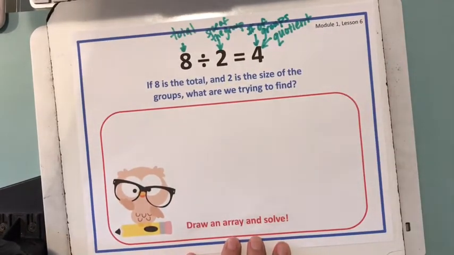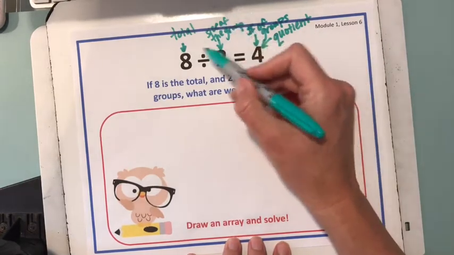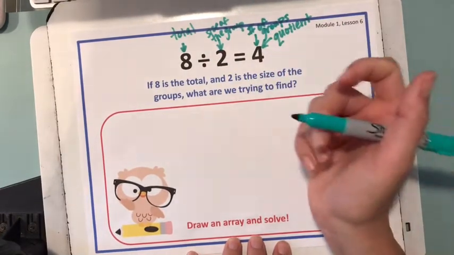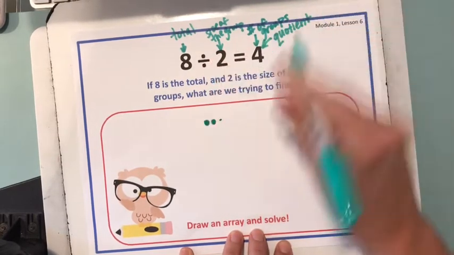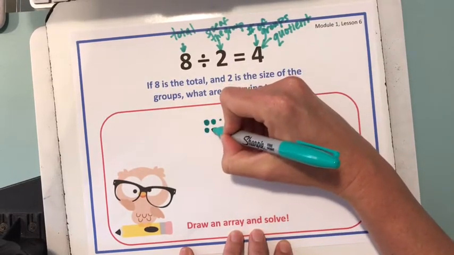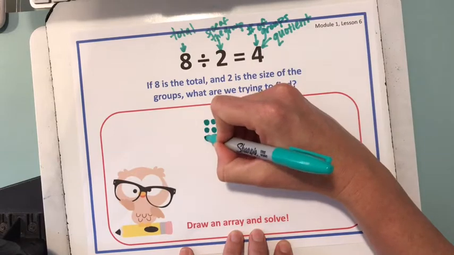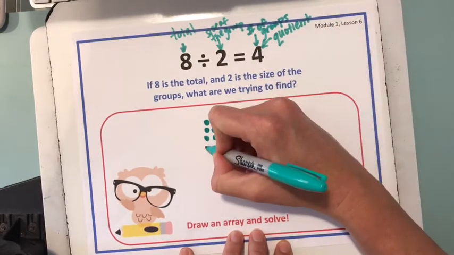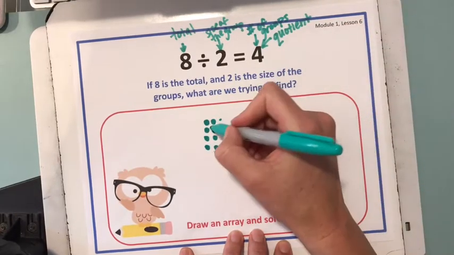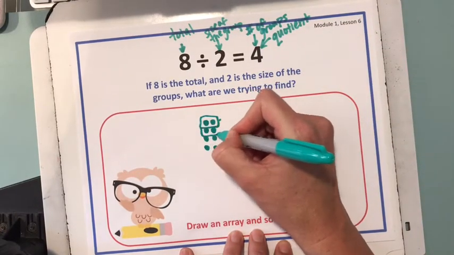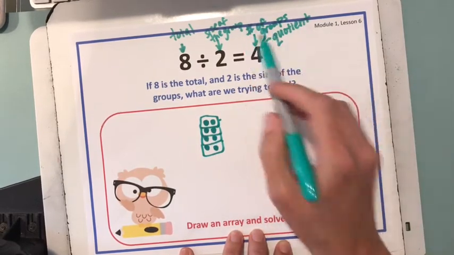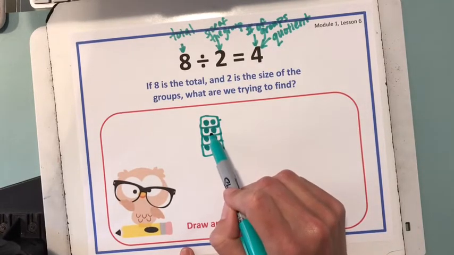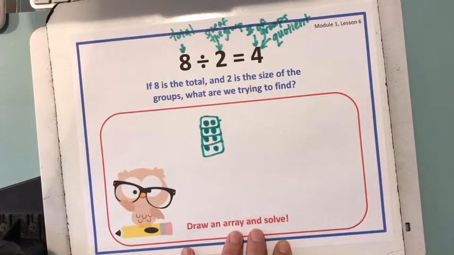So now I'm going to draw an array to help me solve this. Since I know the size of the group, that's how I'm going to start my array. So I'm going to draw my first group, 1, 2, there's my first group, 3, 4, there's my second group, 5, 6, there's my third group, 7, 8. So now I have 4 groups. I have 4 groups of 2, and my total is 8. All right. So now we're going to do this one.